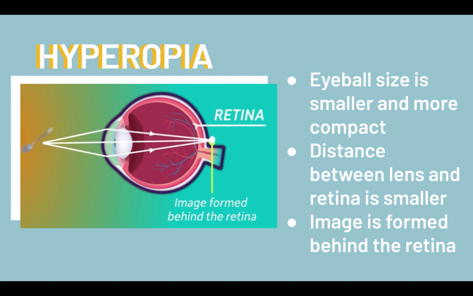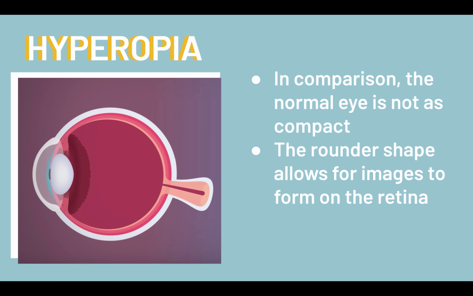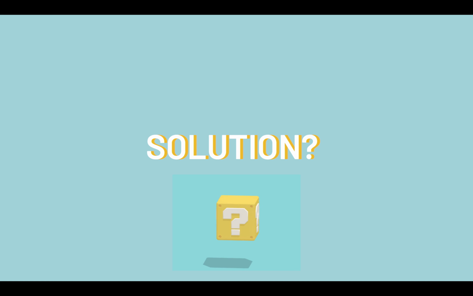The distance between the lens and the retina is smaller than it should be in a normal eye. As you can see here, the normal eye is not as compact, not as small, and again, the rounder shape allows for images to correctly form on the retina. So, to correct this problem, it's very simple. Like myopia, it requires the use of a lens.